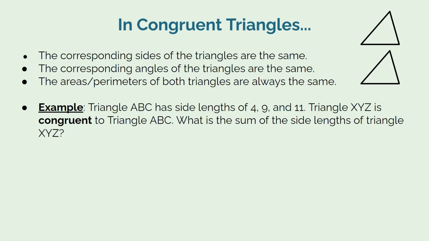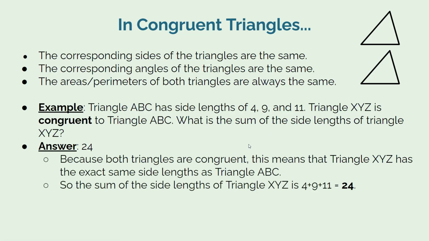Yeah, so it looks like 2 people got the right answer. The right answer is 24, since XYZ is congruent to ABC, meaning all the side lengths and all the angles are the same. These two triangles are literally the exact same. And basically, when it's asking for the sum, it would just be the perimeter of triangle ABC, which is 4 plus 9 plus 11, which is 24.